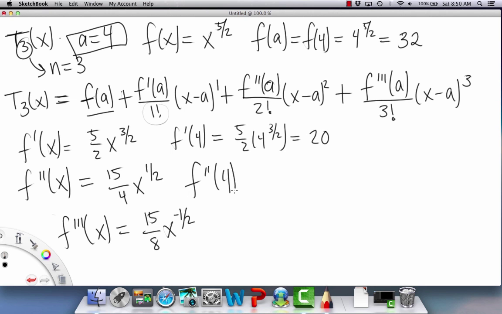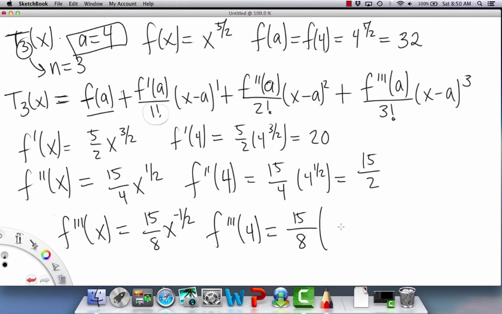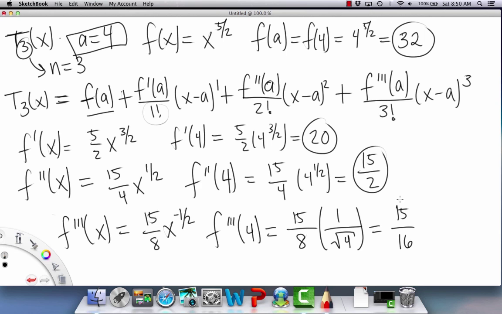F double prime of 4, okay, that's going to be 15 over 4 times 4 to the 1 half, which is equal to 15 over 2. And lastly, we have f triple prime of 4. It's equal to 15 over 8 times 1 over the square root of 4, right? Okay, so this last one is going to be 15 over 16. Alright, so here are our 4 important values, basically. So we're going to plug these in their corresponding spots. Okay, and I'll do that on the next slide.